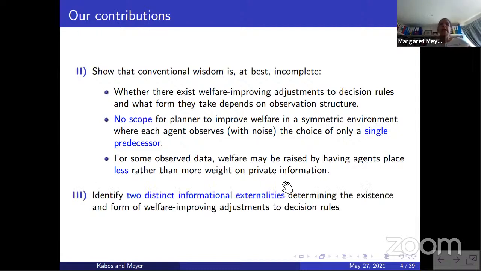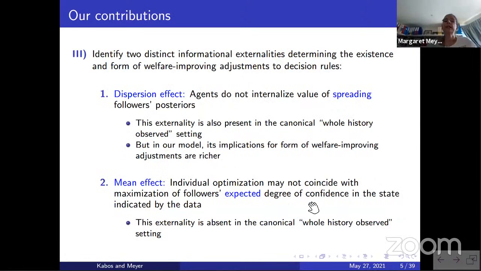Our third contribution is to show that by working with more general observation structures, we can identify two distinct informational externalities, determining the existence and the form of welfare improving adjustments to decision rules. So let me say a little bit about these two distinct informational externalities. We call them the dispersion effect and the mean effect. By the dispersion effect, we refer to the fact that agents do not internalize the value of spreading their followers' posteriors. Now, this externality is also present in the canonical whole history observed setting, but as you'll see in our model, its implications for the form of welfare improving adjustments are richer.